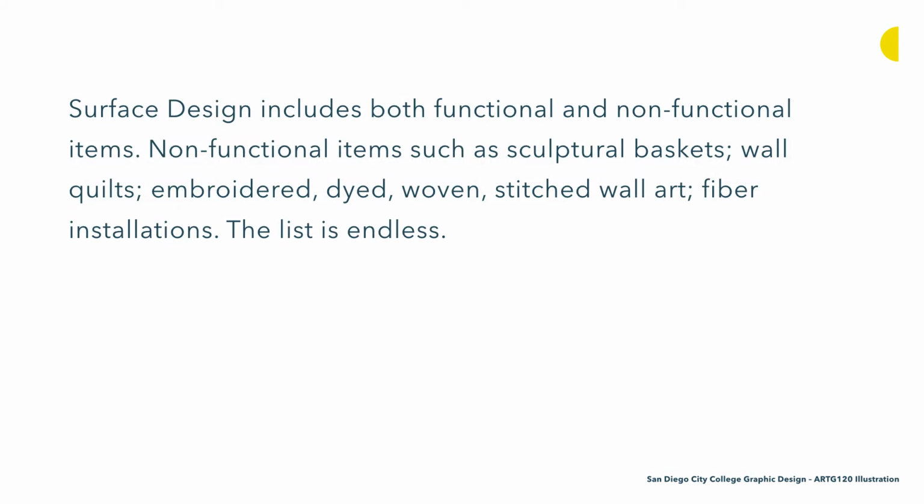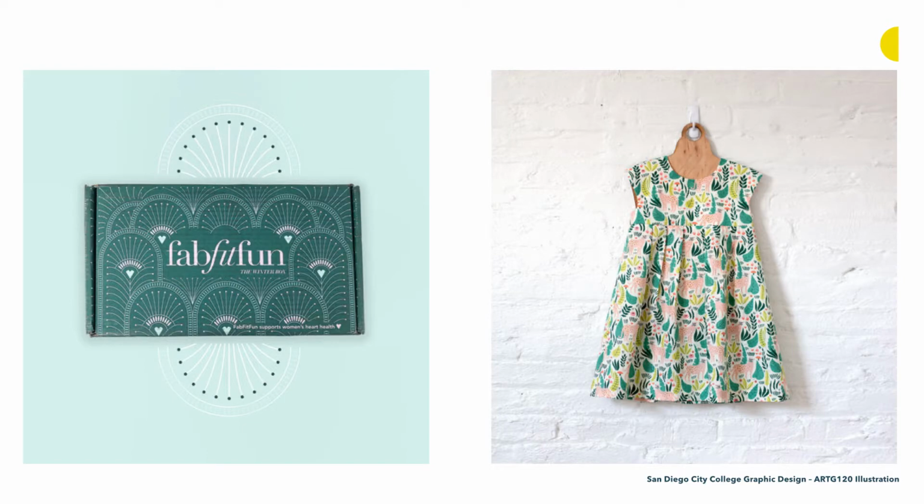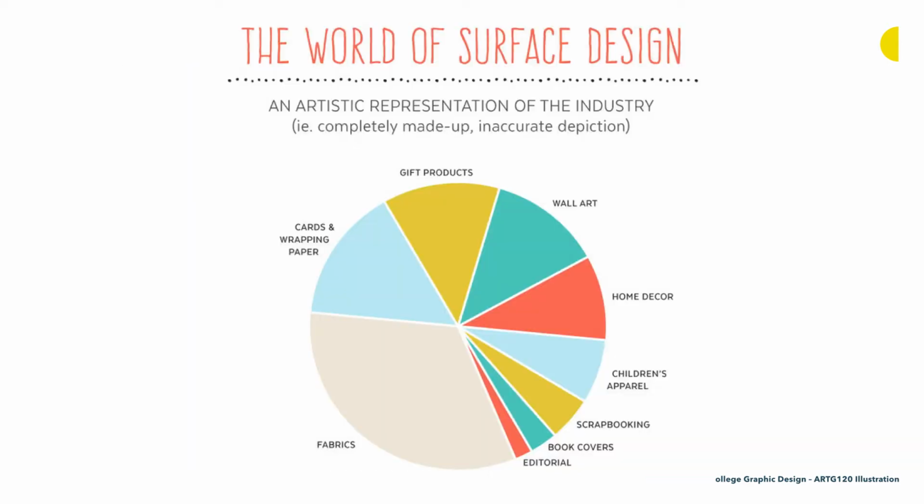Surface design includes both functional and non-functional items. Non-functional items such as sculptural baskets, wall quilts, embroidered, dyed, woven, stitched wall art such as fiber installations. Really, the list is endless. Typically, though, surface designs are going to be used for fabrics, cards, and wrapping paper, and gift products, but they can also apply to subtle elements of design such as packaging, brand identity, and more.